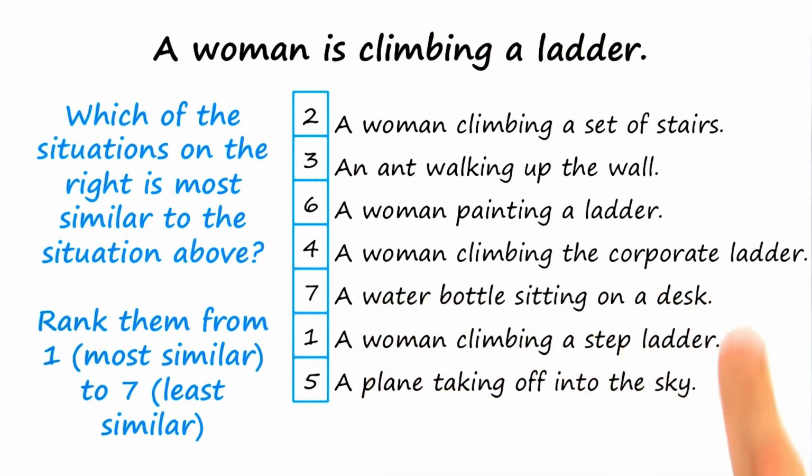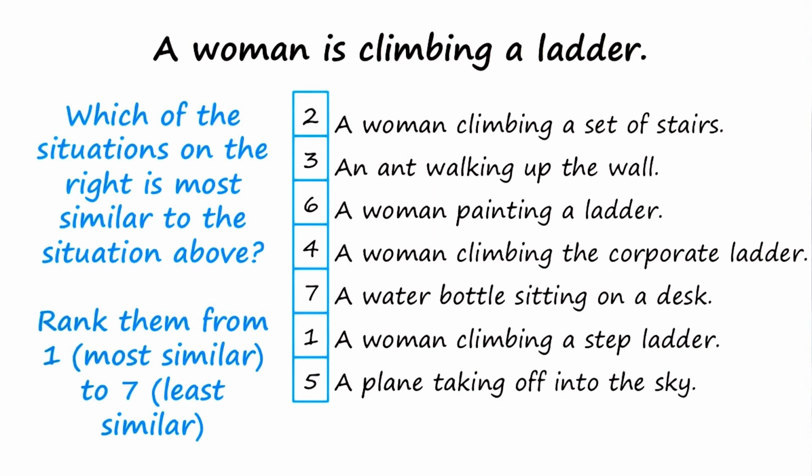Here the motion is more metaphorical. But there's also similarity between the real ladder and the corporate ladder, so this could have been ranked higher as well. For the fifth one, I chose the plane taking off into the sky. While it's physically similar to an ant climbing up a wall in that they're both rising, here the degree to which it's rising is much more significant, and the mechanism by which it's rising is different as well. Then the woman painting a ladder is only similar in that there also is a woman and there also is a ladder, so I didn't think that was very similar. And then the water bottle sitting on a desk is not similar at all.